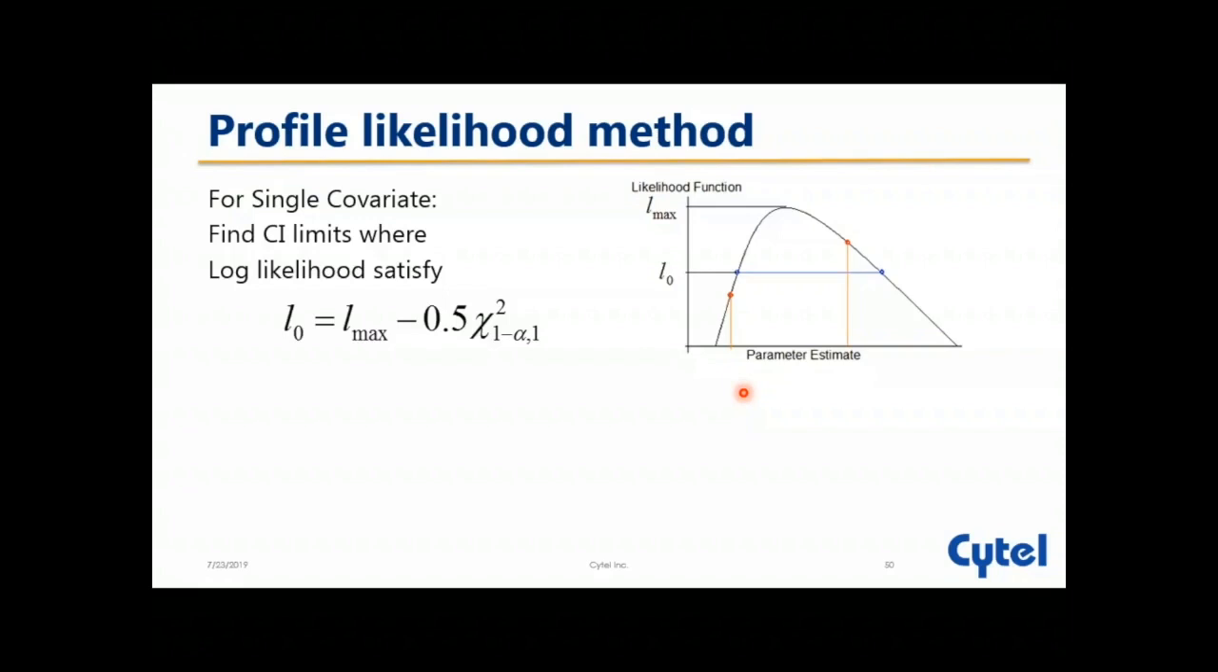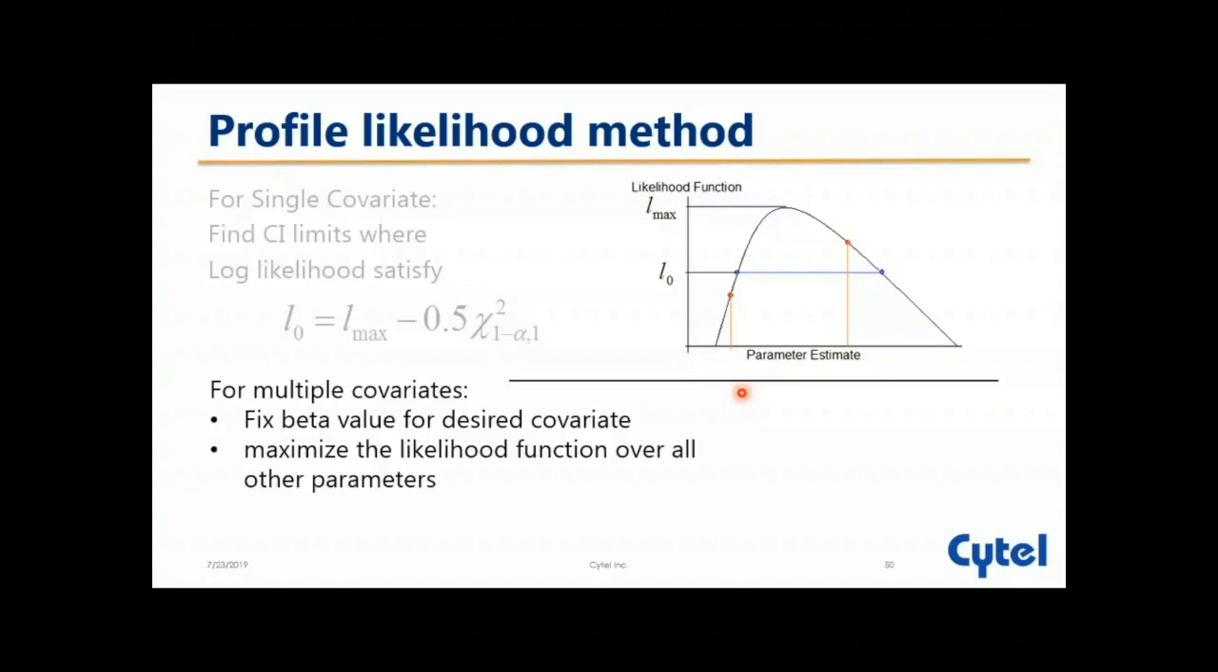So when the likelihood is not symmetric about its MLE, people prefer to use profile likelihood based confidence interval over Wald confidence interval. So this is a simple procedure for a single covariate. When there are multiple covariates, what happens is we fix one beta value for the desired covariate, and then we maximize the likelihood function over all other parameters.